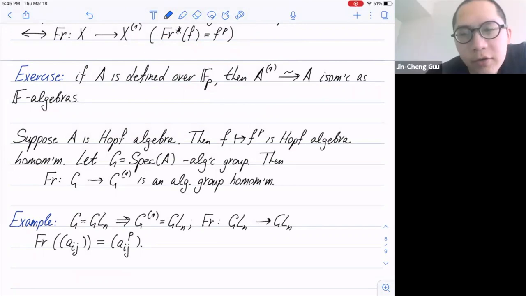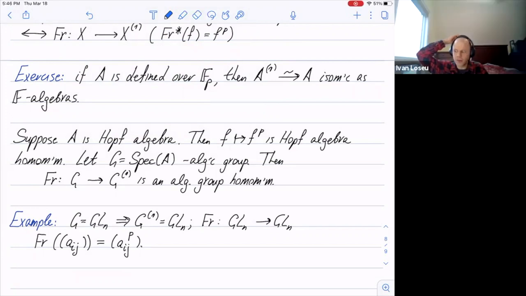If you have a Lie algebra, does that integrate to something like this? Nope, because if you differentiate this power, you get zero. So Frobenius will give you the zero homomorphism of the Lie algebras.